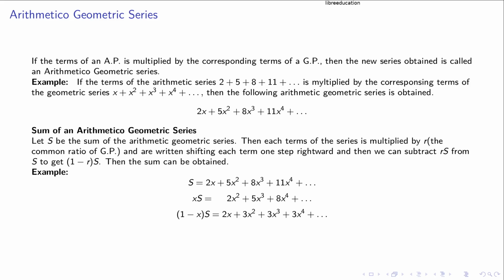obtain a geometric series starting from the second term, and it may be the first term also, but it depends what exactly the first term of the AP is. For example, it could very well have been 3, 6, 9, 12 as the arithmetic series, then we could have had 1 minus x into S, with the geometric series starting from the first term. But in the worst case, you will have it starting from the second. So there you go. That's how we compute the sum of an arithmetico-geometric series.